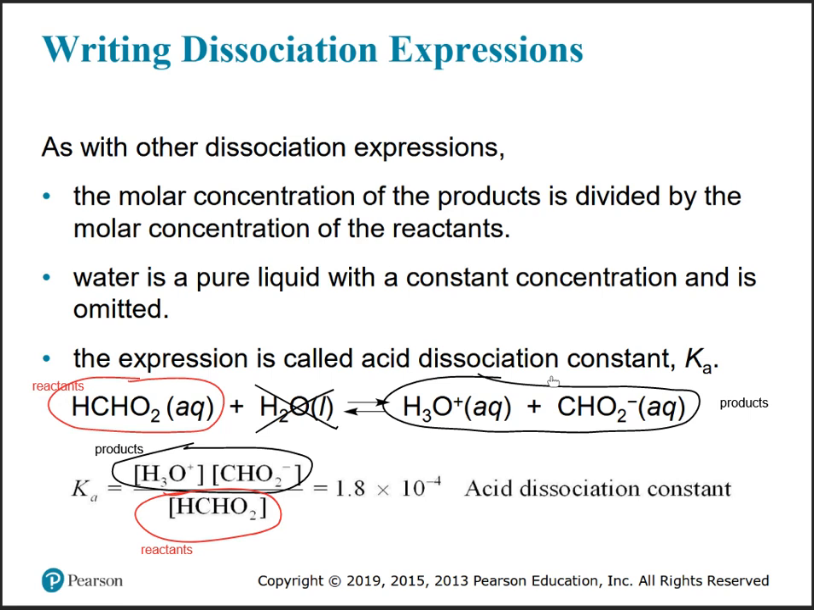You put Ka is equal to, and on the top, you write your products. On the bottom, you write your reactants, which is usually just one thing. It's an acid or a base. In this case, since it's a Ka, it's going to be an acid dissociation constant. So let's go to the whiteboard. I'm going to give you a quick example, and I want you to figure out how to write the dissociation expression.